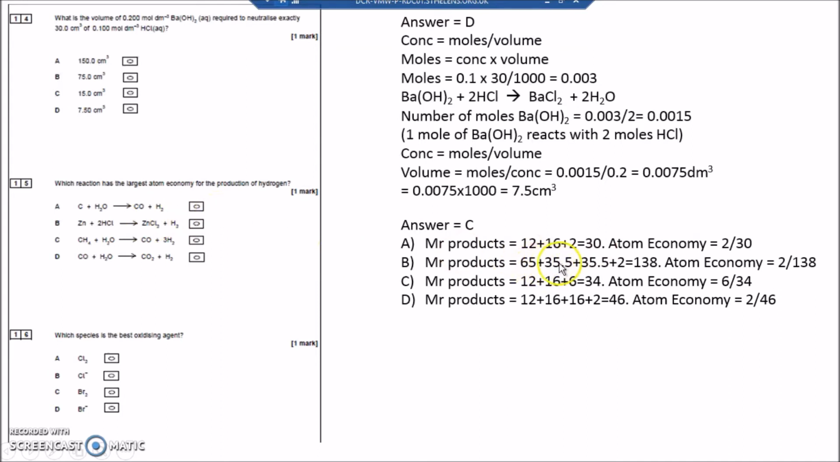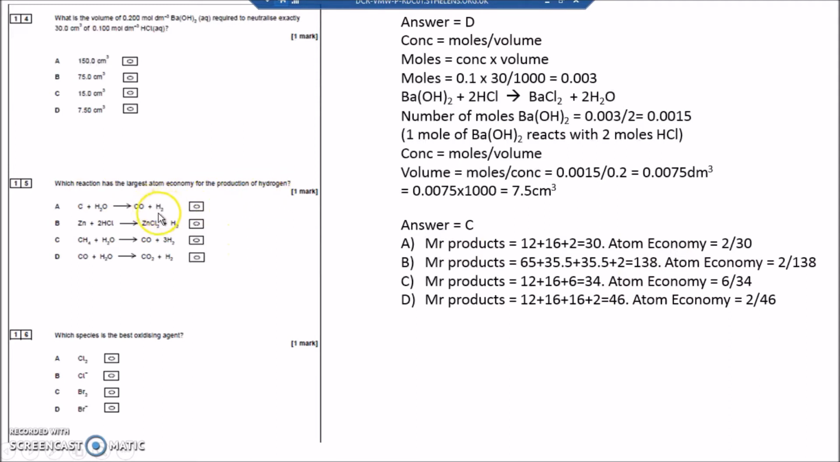ZnCl2 is 65, add 2 Cls, which are 35.5s, add 2 35.5s, which is 138. Carbon monoxide is a 12 for the carbon, add an oxygen which is 16, add 3 H2, so that's 6 H's in there. Each H is 1, so that works out as 6, 34. CO2 is a carbon, add 2 oxygens at 16, and an H2 is 2 1s, so 2, which is 46. Which has the largest atom economy for the production of hydrogen?